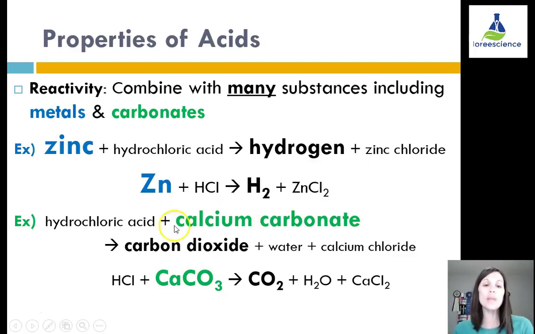When they react with carbonates, you're going to have the acid, in this case hydrochloric acid, plus your carbonate, calcium carbonate. You will always have the production of carbon dioxide. So if this were a reaction, you would see the bubbles forming. You would also have the production of water and an ionic substance, in this case calcium chloride.